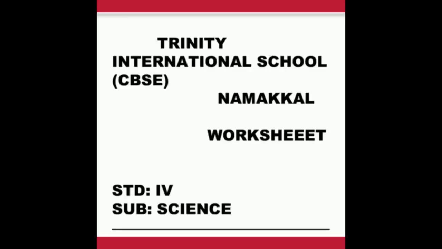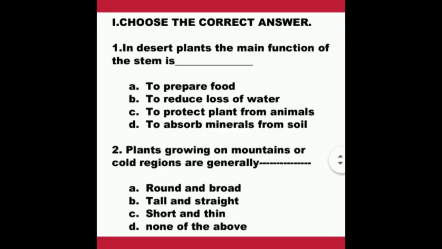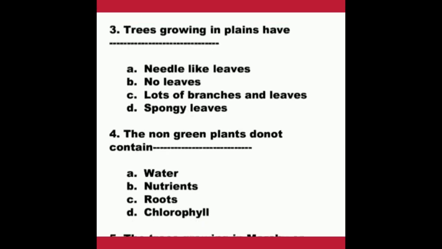Now, I am going to give the answers for your last worksheet. Check your answers with me, children. Choose the correct. 1. In desert plants, the main function of the stem is answer B, to reduce loss of water. 2. Plants growing on mountains or cold regions are generally answer B, tall and straight. 3. Trees growing in plains have answer B, lots of branches and leaves.